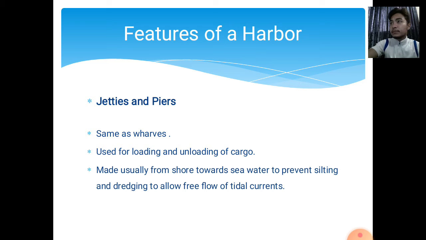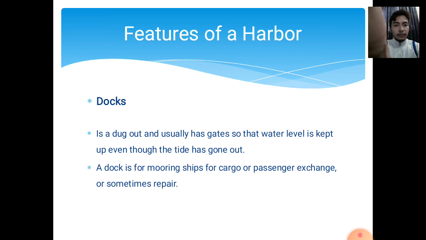Number 6. Jetties and piers, same as wharves, used for loading and unloading of cargo. Made usually from shore towards sea water to prevent silting and dredging, to allow free flow of tidal currents. Number 7. Docks. A dock is a dugout and usually has gates so that the water level is kept up even though the tide has gone out. A dock is for mooring ships for cargo or passenger exchange, or sometimes repair.